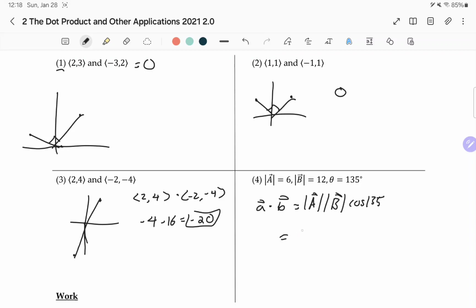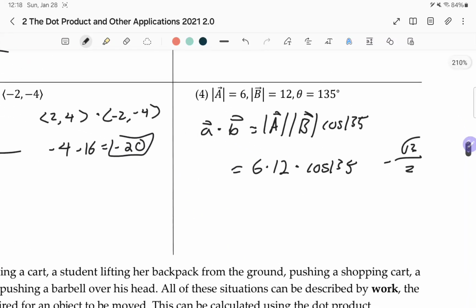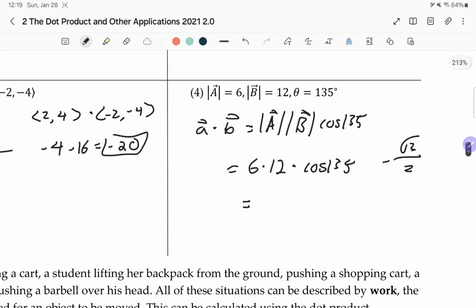So this one's pretty easy. 6 times 12 times cosine 135, and that should be negative rad 2 over 2, like that. So this is going to be equal to 36 rad 2 over 2. Oh, just rad 2. And then don't forget your negative sign. And that should be the right answer.